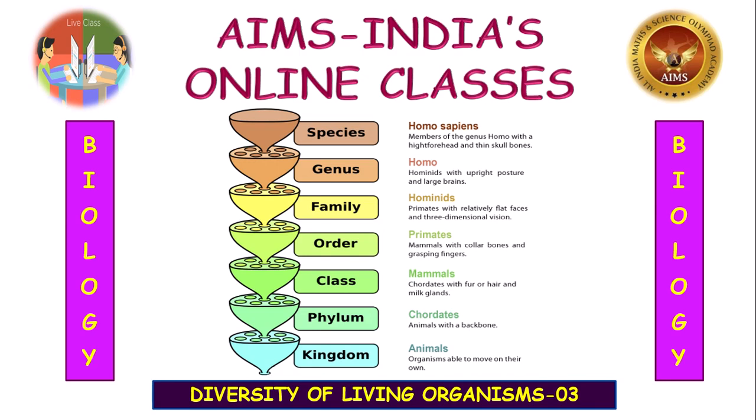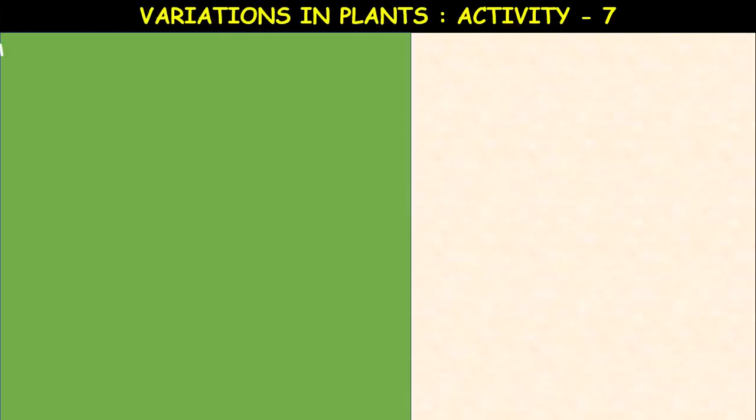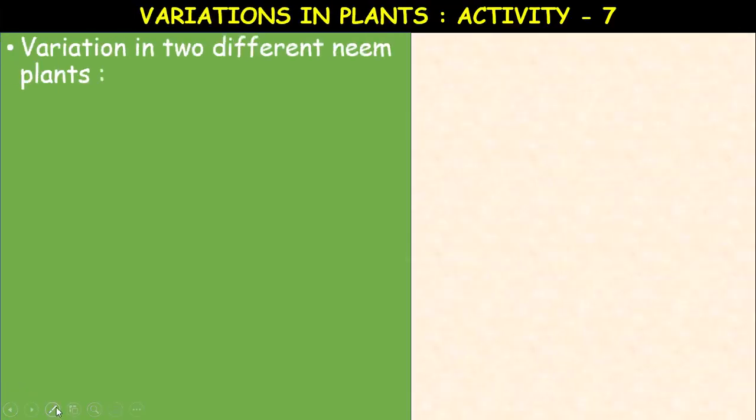Now let us see how we could study the same in plants, variations in plants. Are you ready, children? Let us proceed. Variations in plants, the activity number 7. The variation in two different neem plants or neem trees.